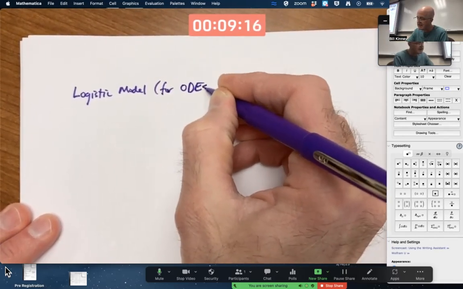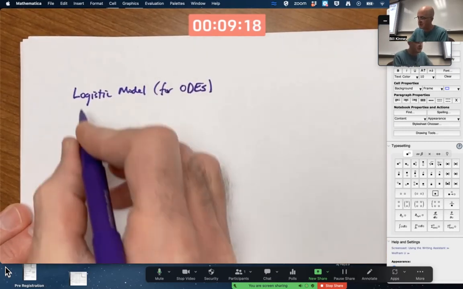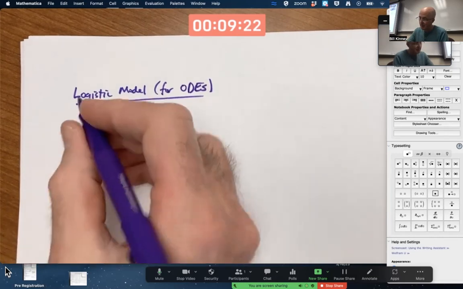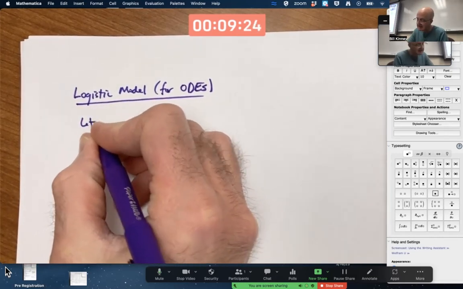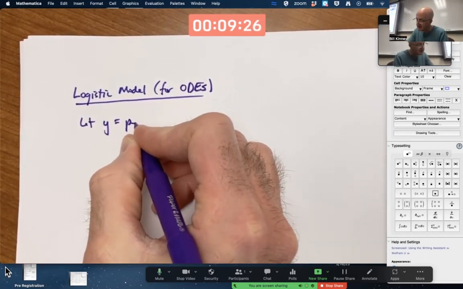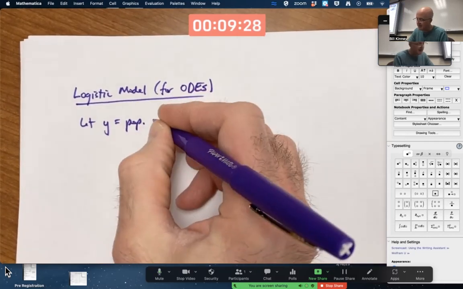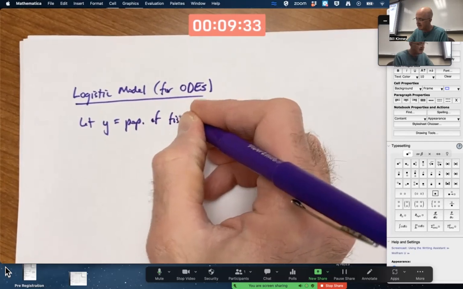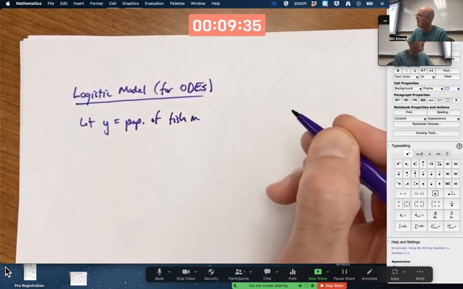For ODEs, another abbreviation people use for ordinary differential equations. We're going to let y be the population of, just to be something specific, say fish in some lake, maybe fish in White Bear Lake.